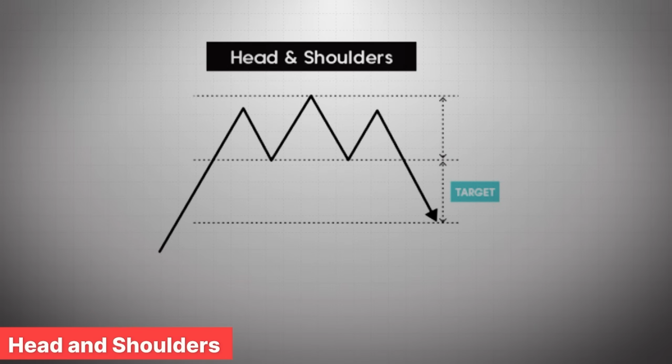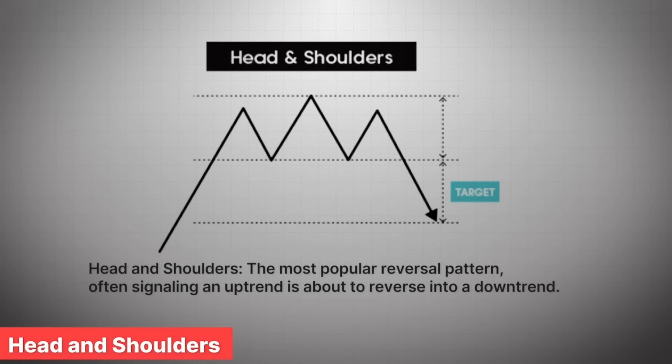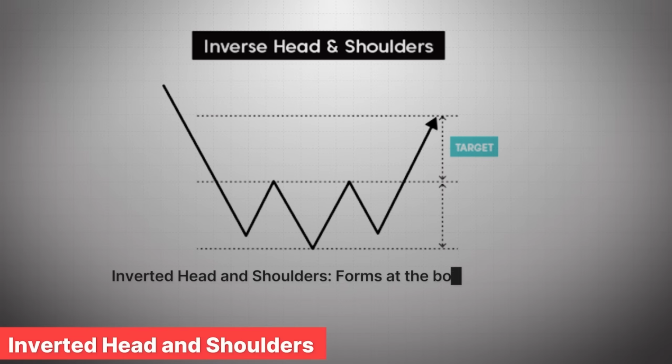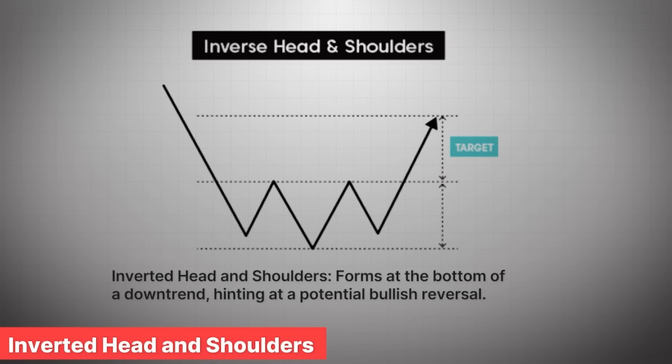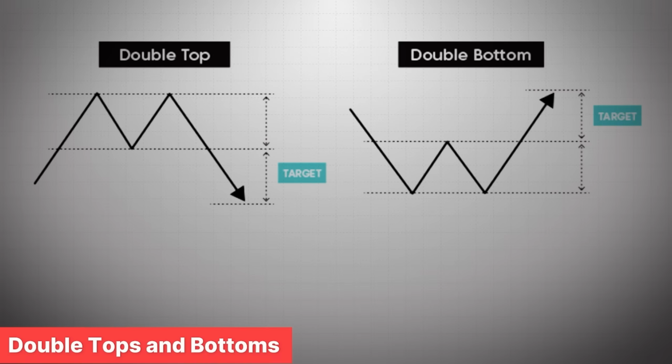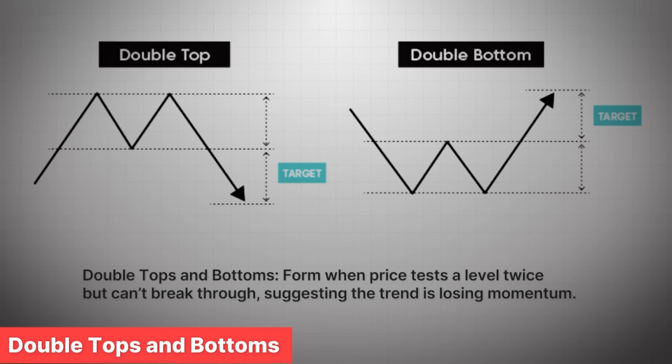The head and shoulders is the most popular reversal pattern. It often signals that an uptrend is about to reverse into a downtrend. The opposite is an inverted head and shoulders, which can form at the bottom of a downtrend, hinting at a potential bullish reversal. Double tops and bottoms should be your main focal point.